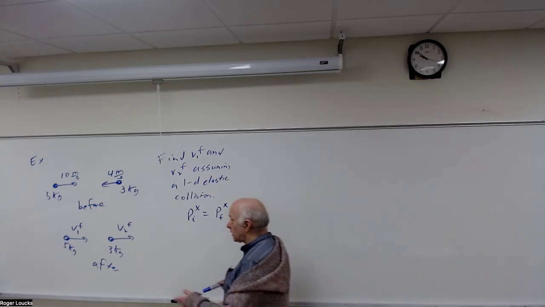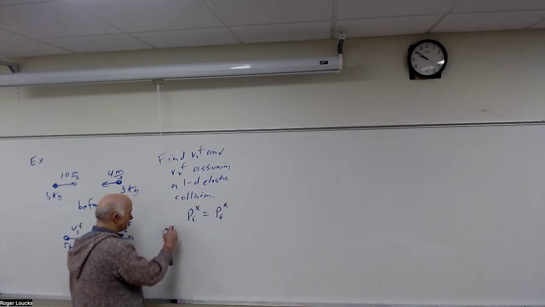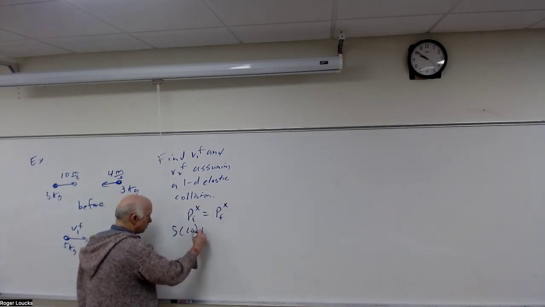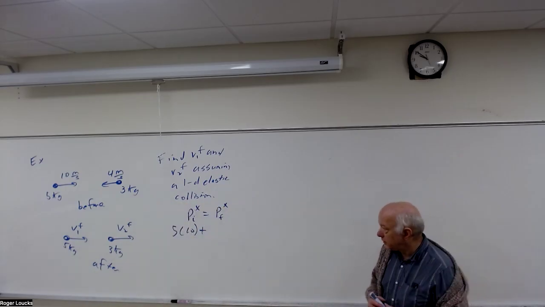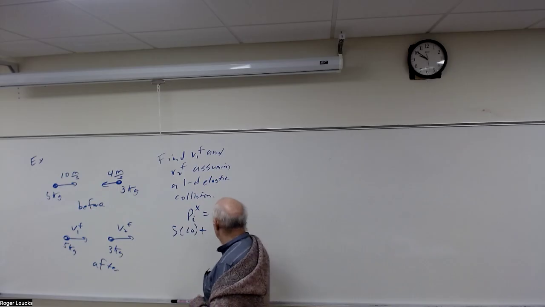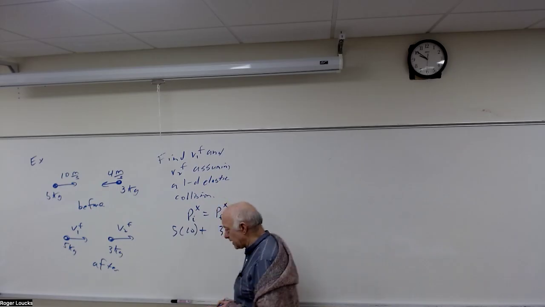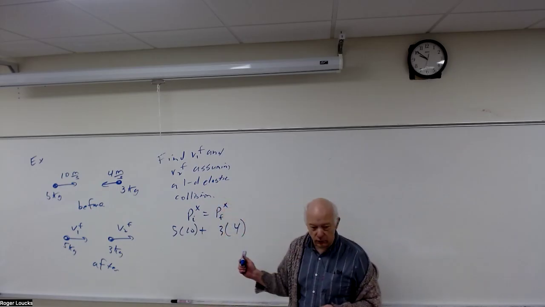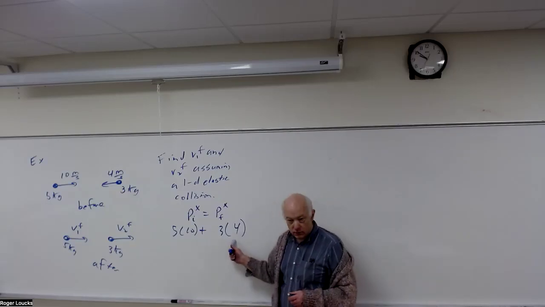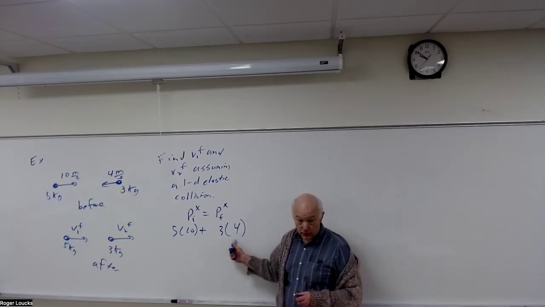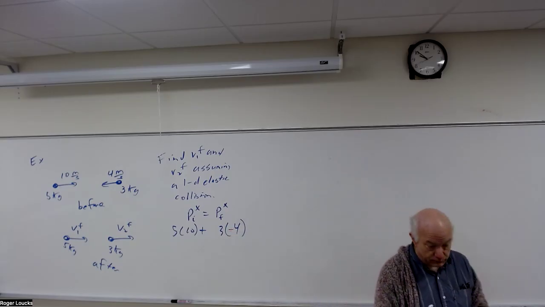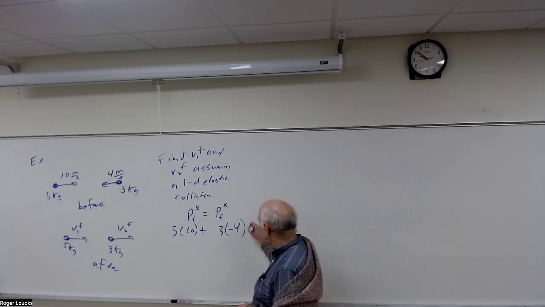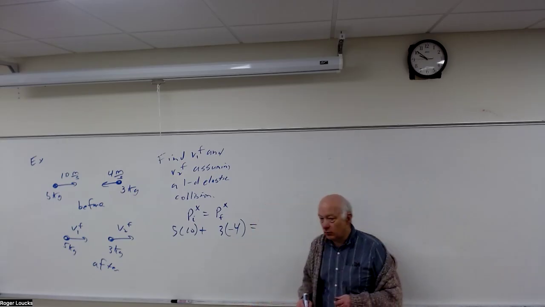So I'd have M1 times V1 here. So I'd have 5 times 10 plus 3 times 4. Don't do it this way, because if I do it like this, what am I saying about this one? It's going to the right. You have to put a minus sign there because momentum is actually a vector quantity. Equals. Now, what would I write for the final momentum?